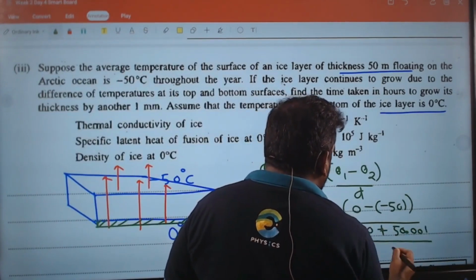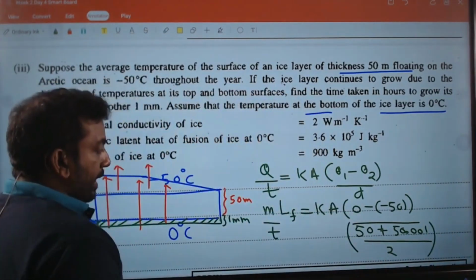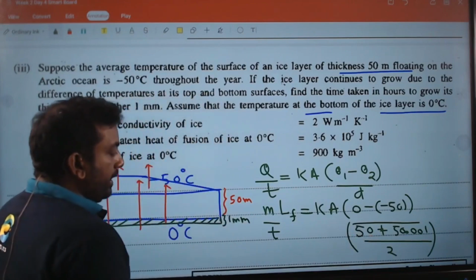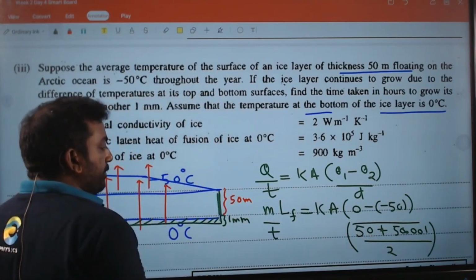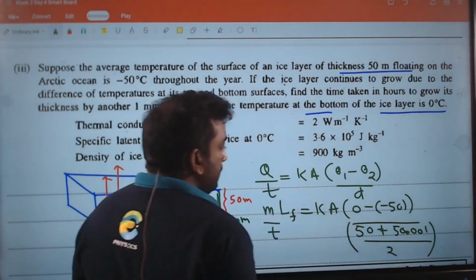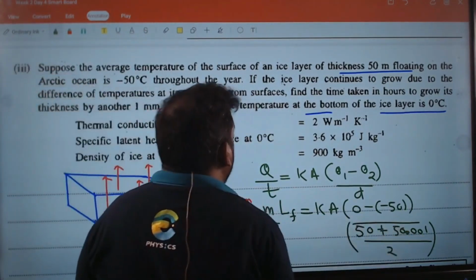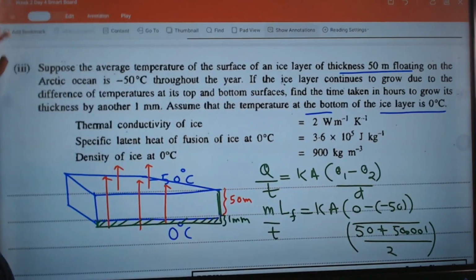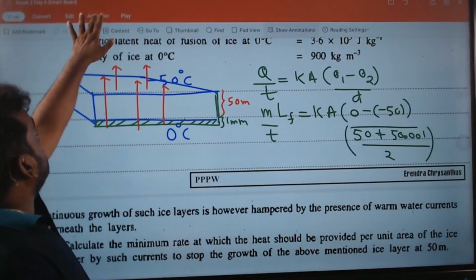50.001 divided by 2. Average thickness. So what I am substituting here is average thickness. Why? With time the thickness is changing. Initial thickness is 50. Final thickness is 50.001. Average thickness is this divided by 2. Look at the board now. Most people won't consider this, but you must consider the average thickness.